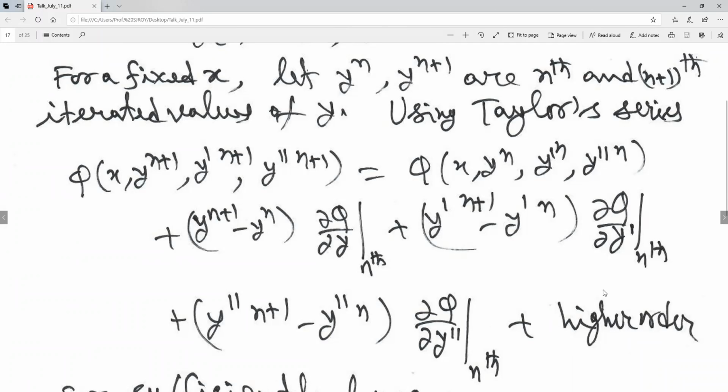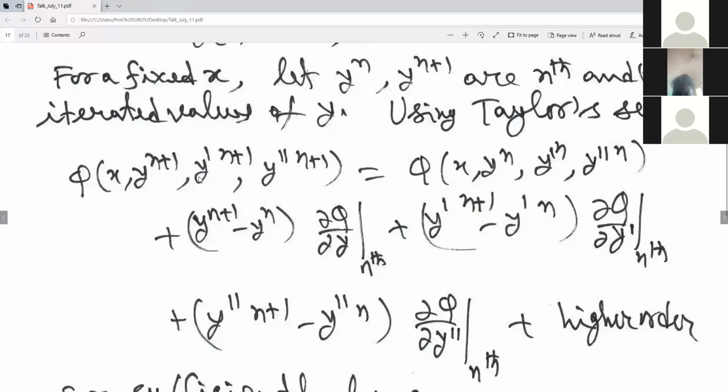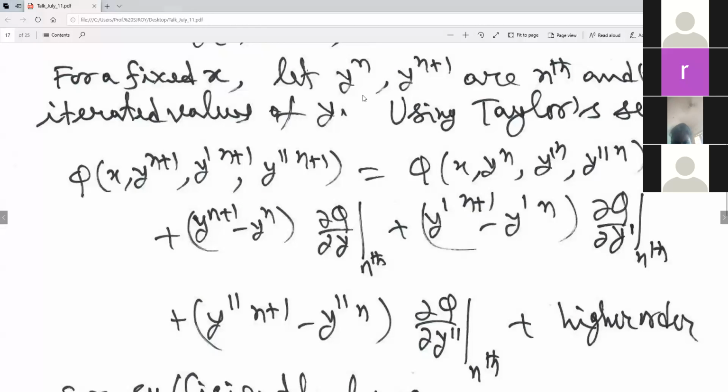Then higher order terms. Higher order terms anyway I am not taking, I will neglect them by assuming that the solutions for large n are very close. So it is just a very simple Taylor series expansion. Now for a fixed x, y is the solution. You don't know it, so you can find an iterative solution, suppose yn and yn plus 1 instead of y. Then the situation looks like this by Taylor series.